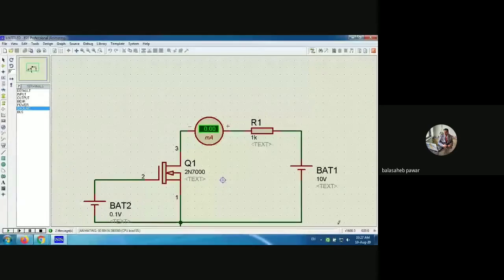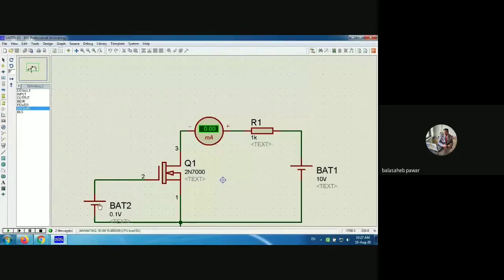Can you observe my screen? Is it visible to all? Yes, sir. So how much is the current flowing in this path? That current is 0 milliampere right now. Why is it 0 milliampere?